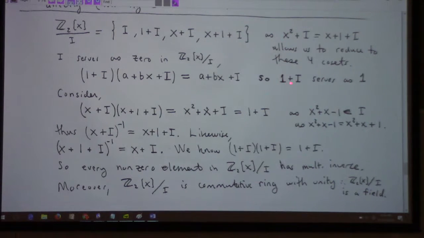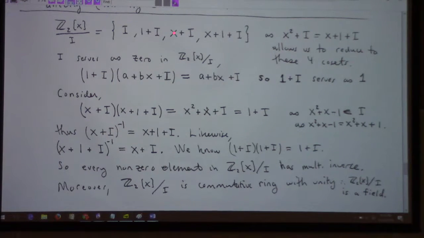I think this is a general truth. If we have a ring with unity and we mod by some ideal, and that ideal does not contain the unity, then the unity coset will serve as the multiplicative identity for the quotient.